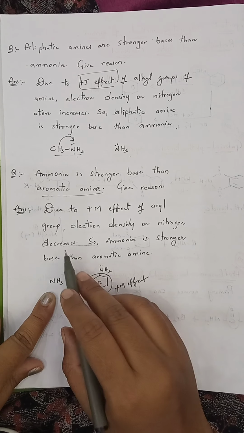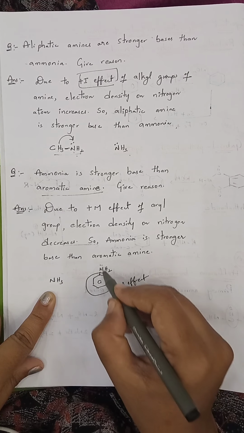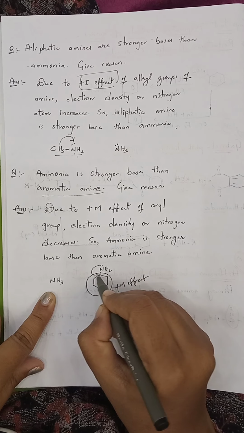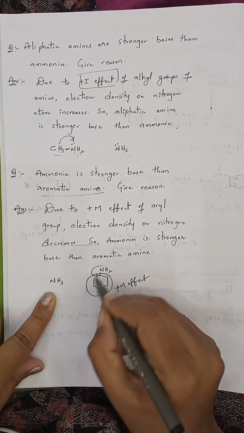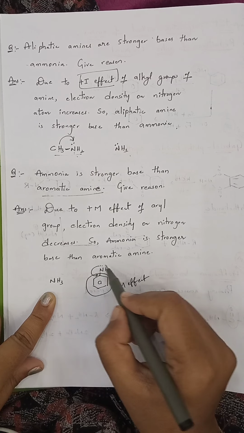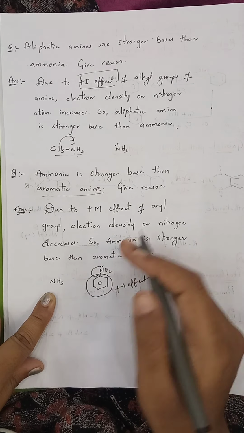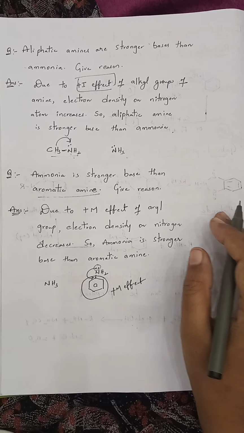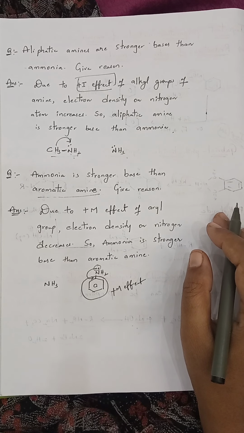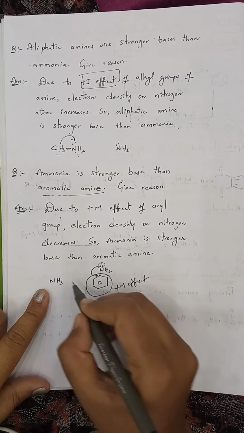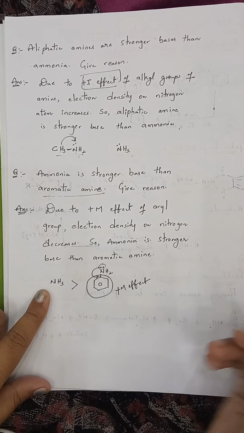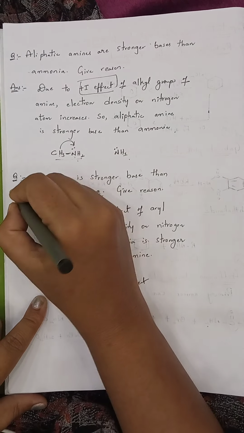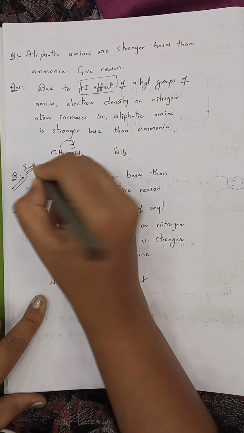Which decreases the electron density on nitrogen, because by taking this lone pair of electrons, it is involved in delocalization, so that the electron density on nitrogen decreases. Whenever this electron density decreases, the property to attract the proton also decreases. So ammonia is more basic than the aromatic amines. These two are also important questions for 1 mark.